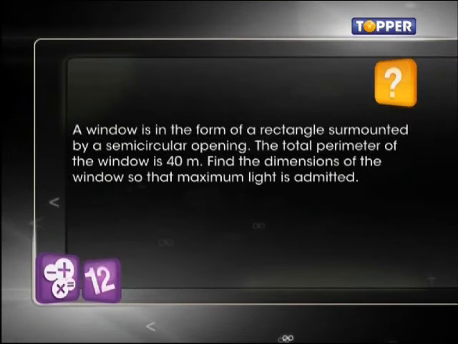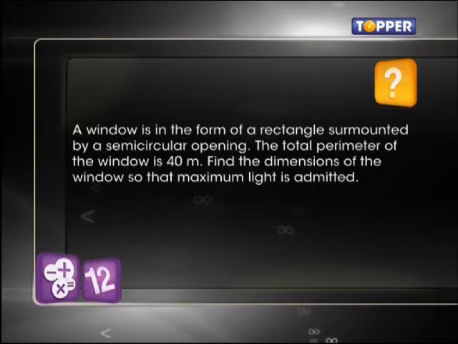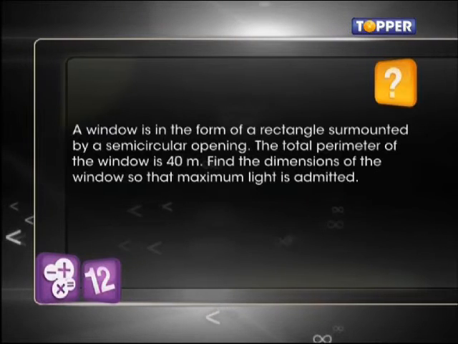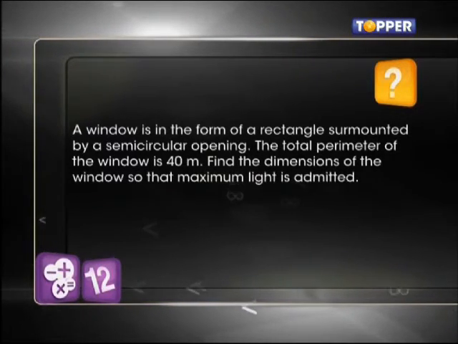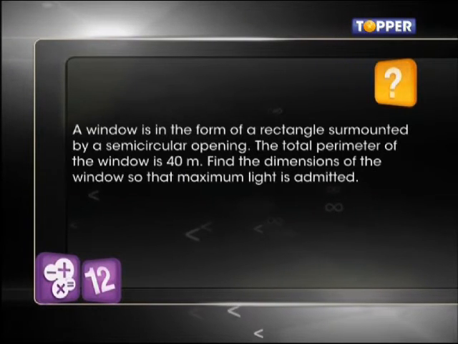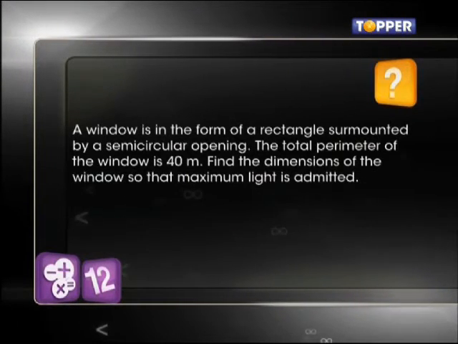A window is in the form of a rectangle, surmounted by a semicircular opening. The total perimeter of the window is 40 meters. Find the dimensions of the window so that maximum light is admitted.